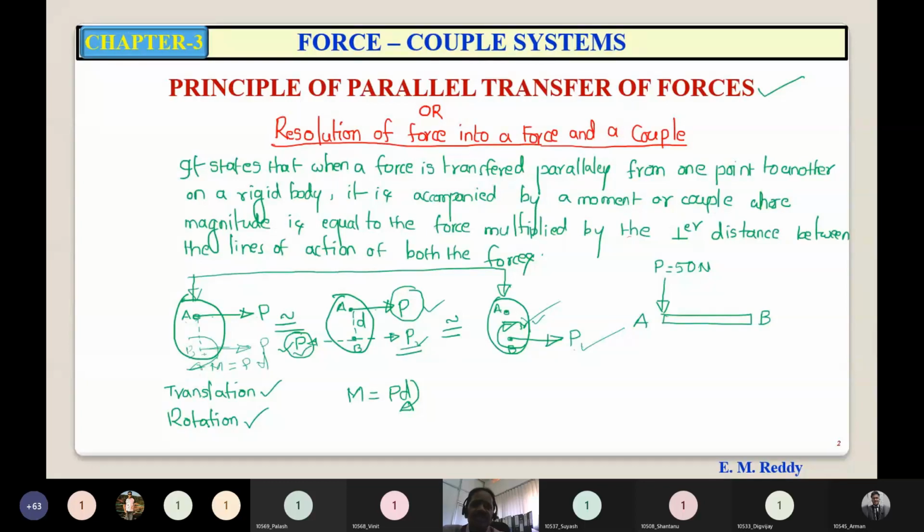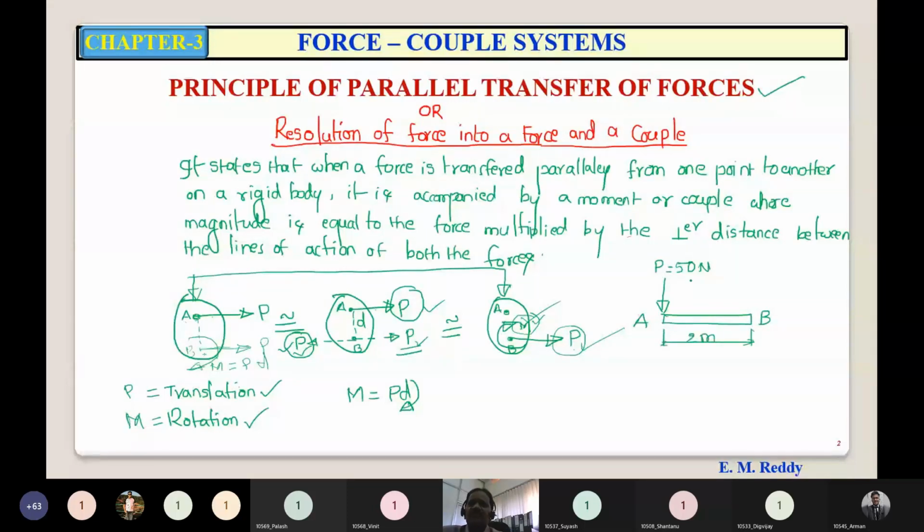This translation is because of the force. And this rotation is because of this couple or moment. That is the effect of the moment. Now see, 50 Newton is acting at A. Say the length of this rod is 2 meters.